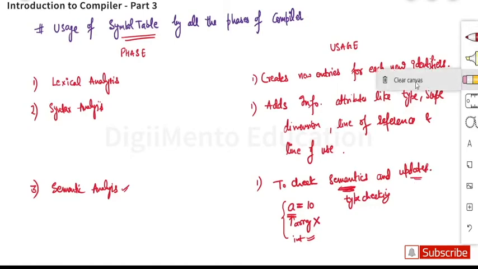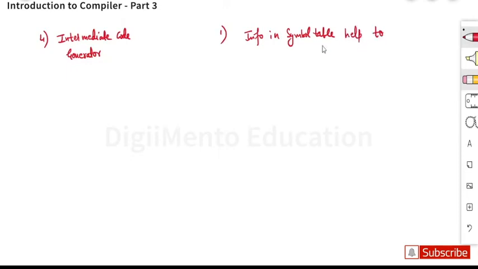Then we have the next phase, which is the intermediate code generator. In this, whatever information we have stored in the symbol table will be helpful for intermediate code generation, to add temporary variables information.